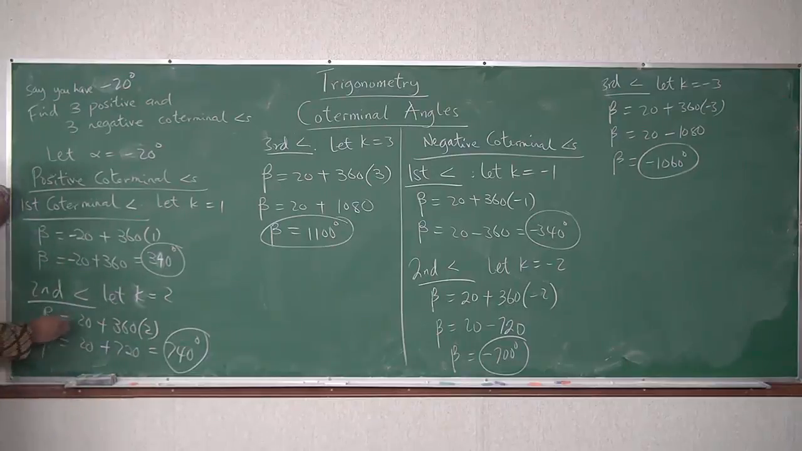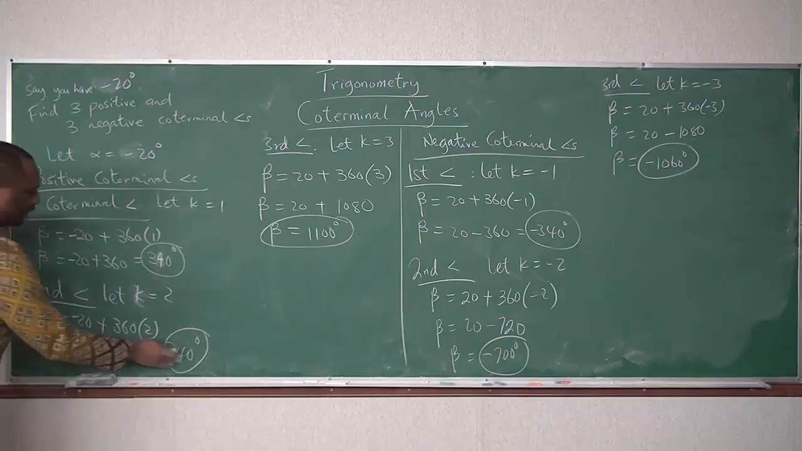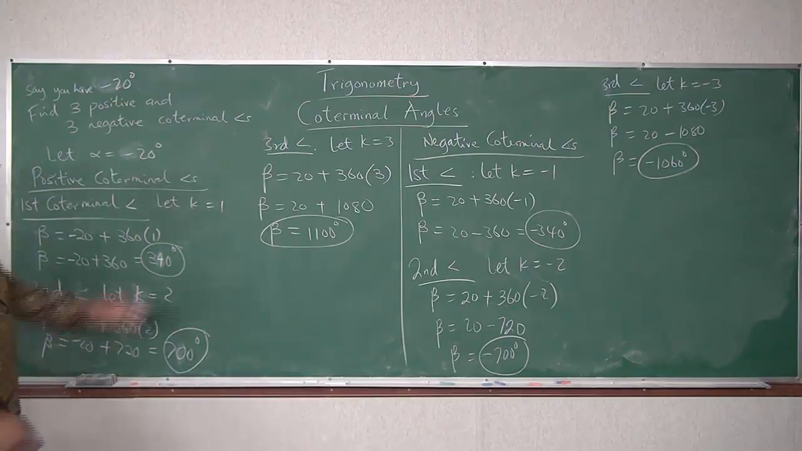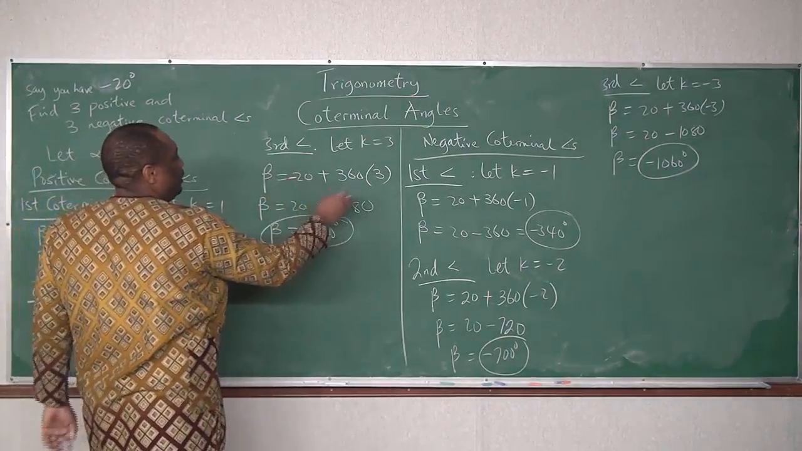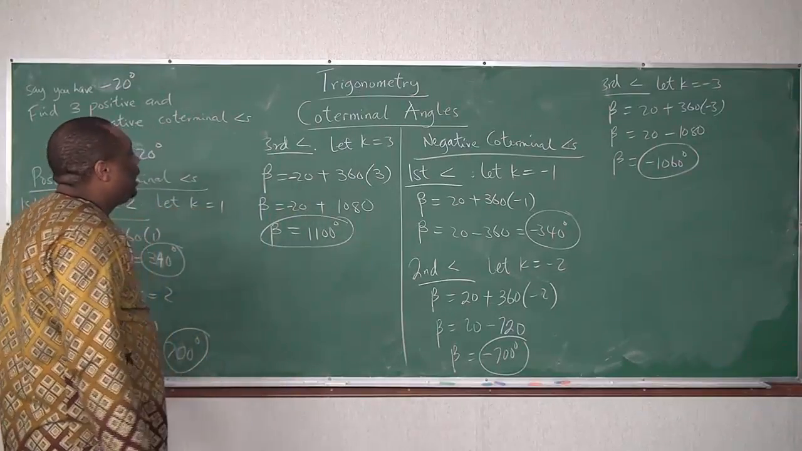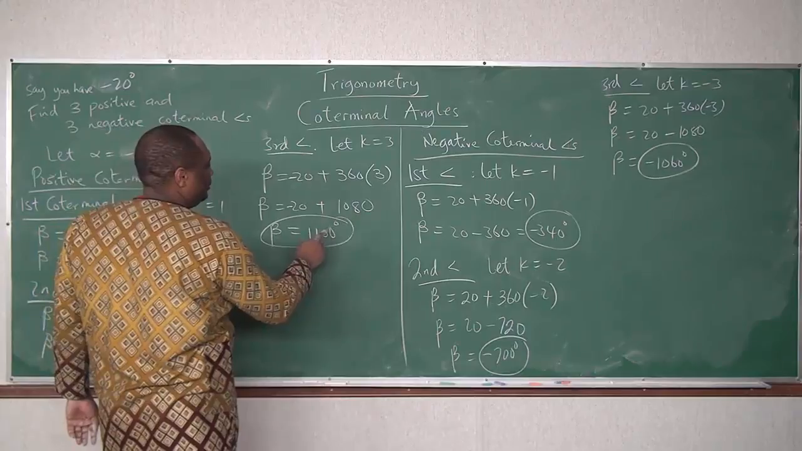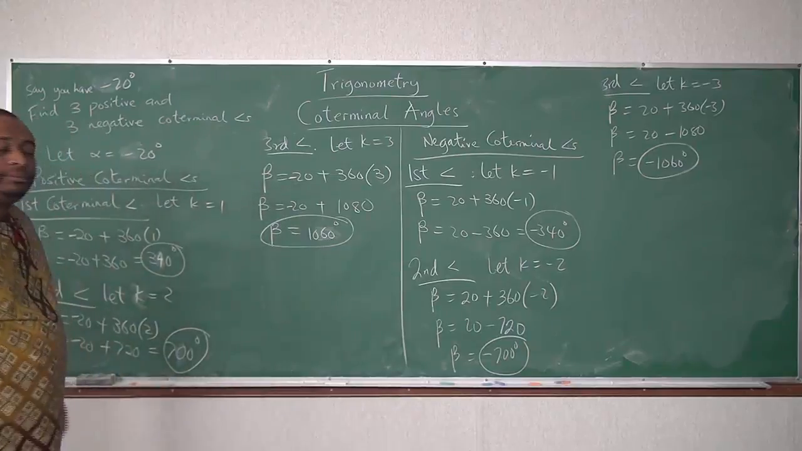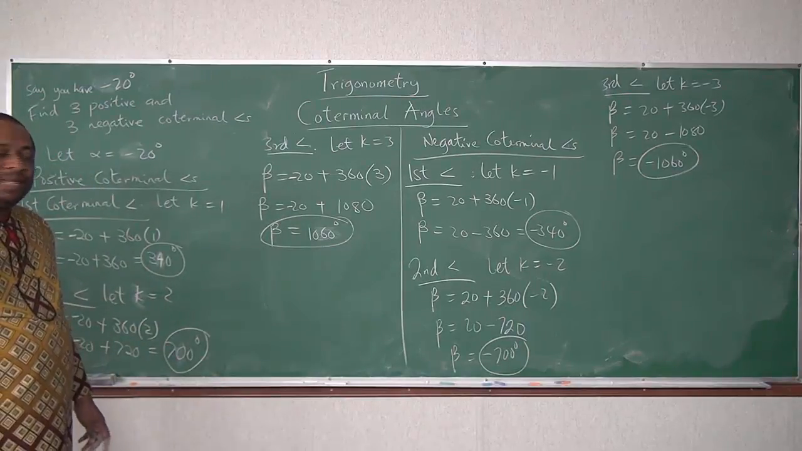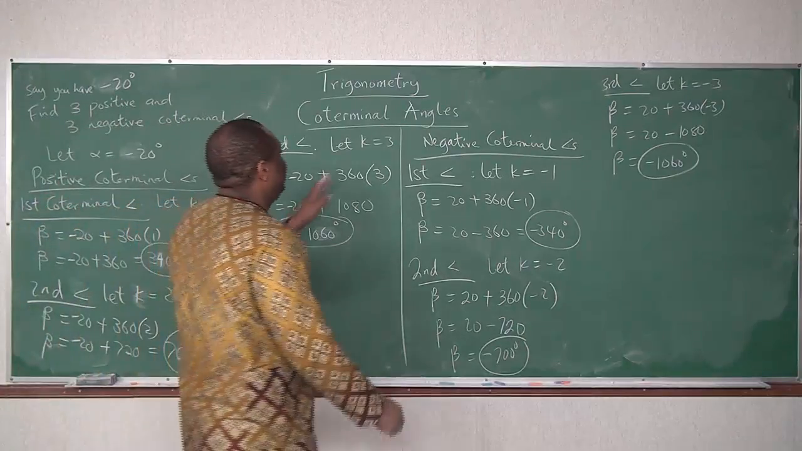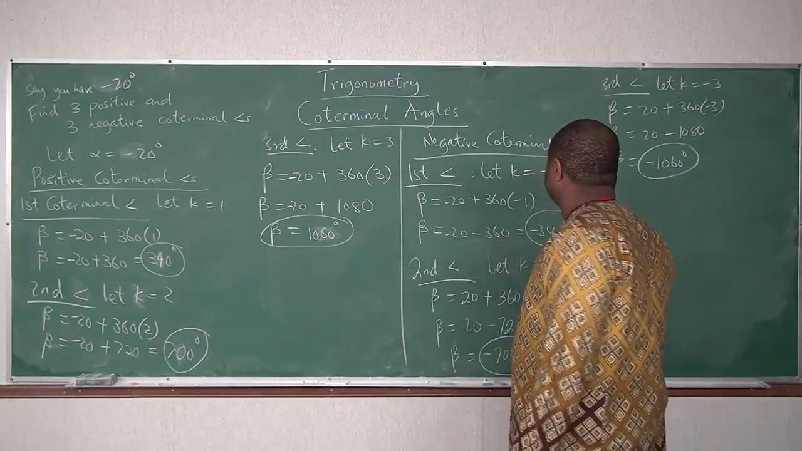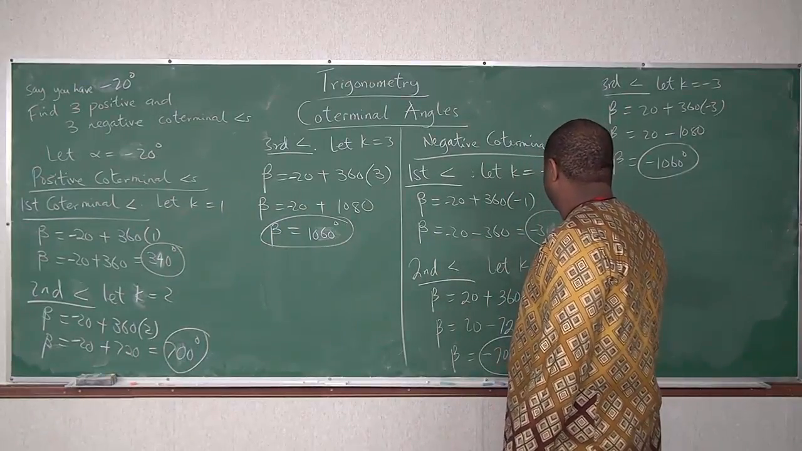Okay? Let K be 2. You have negative 20 plus 720, and this will be 700 degrees. Then negative 20 plus 1080, and that will be 1060 degrees. And then here, you still do the same thing. Negative 20 minus 360 is minus 380 degrees.